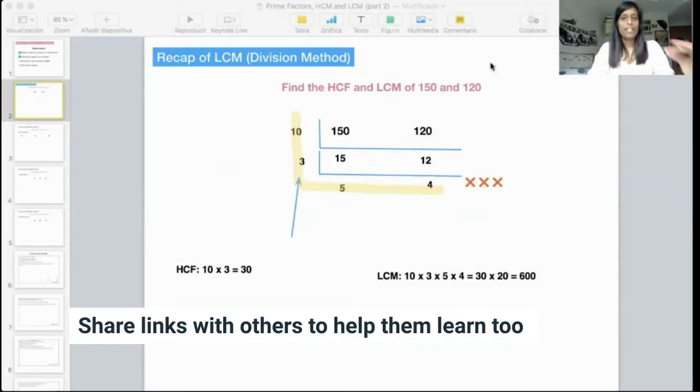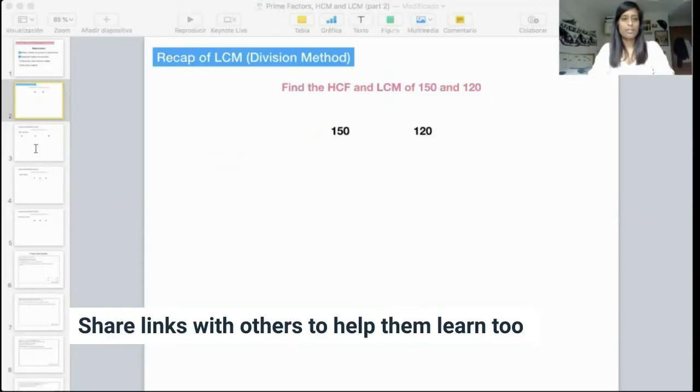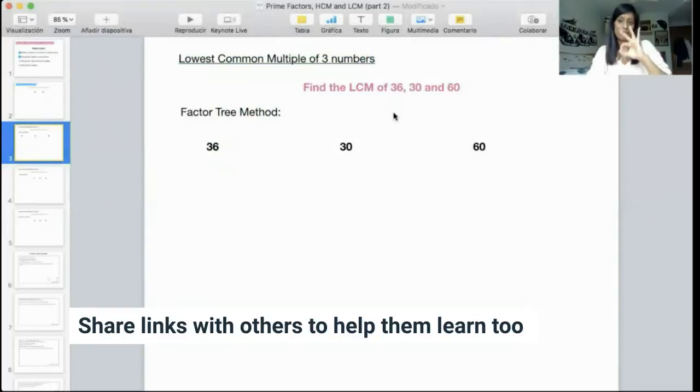Okay, so let's now go on to the next level. That's a little quick recap of it. Let's have a look at the next level, which is talking about the lowest common multiple of three different numbers. Now, I'm going to do this once using the factor tree, just to give you an example. Just once using the factor tree, but I do still prefer the division method.